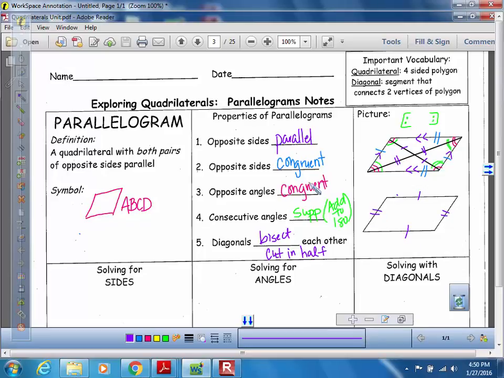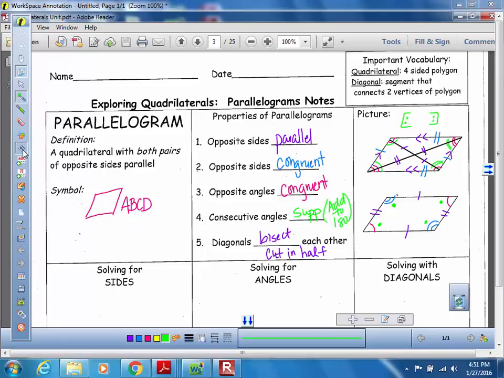Then we know that opposite angles are congruent, and opposite means that they're across from each other. So this angle and this angle, and this angle and this angle would be equal. Consecutive adds to 180, so we know our consecutive are these ones in the corner. So this angle plus this angle should add to 180. This angle plus this angle should add to 180.